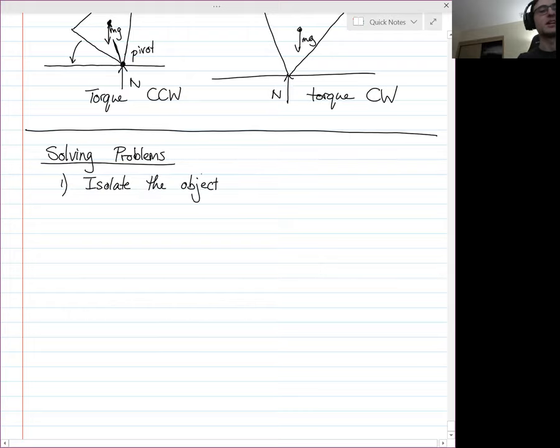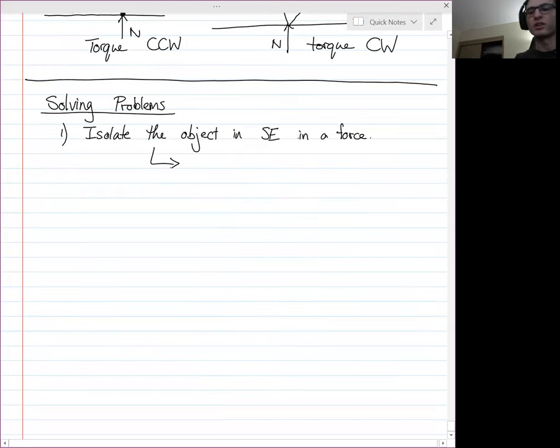So step one, isolate the object in static equilibrium, or the object that's moving. I'm going to be writing these as if we were just solving statics problems. Isolate the object in static equilibrium, I'm going to abbreviate it SE, in a force diagram. So that means draw a force diagram for just the object that's in static equilibrium. By the way, this isn't always easy. Sometimes there are multiple objects that are all interacting with each other, but usually it becomes obvious if your choice of system is wrong, i.e. if you forgot to include something in your system, then you'll find that there's no possible way for it to be in static equilibrium because you neglected something.